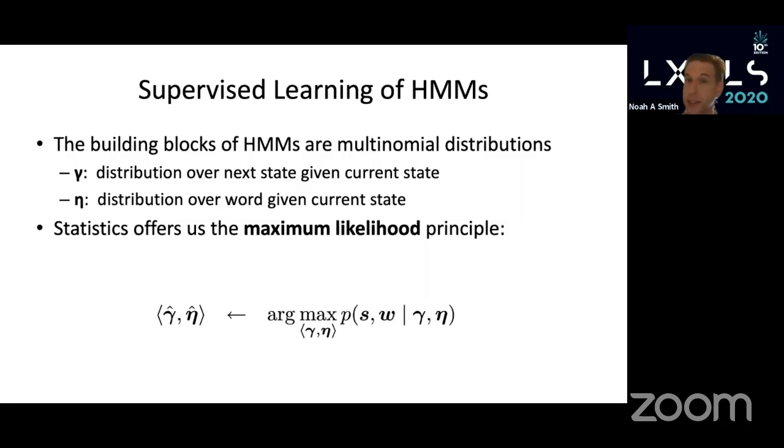If we turn to statistics and say we have probability distributions, how should we pick their parameters? How should we assign probabilities to the events of going to the next state or emitting a particular word? Statistics says your starting point is called the maximum likelihood principle. You're going to choose parameters that make the data you have as likely as possible. And that's all that this math is trying to say: pick parameters to make the data you observe as likely as possible.